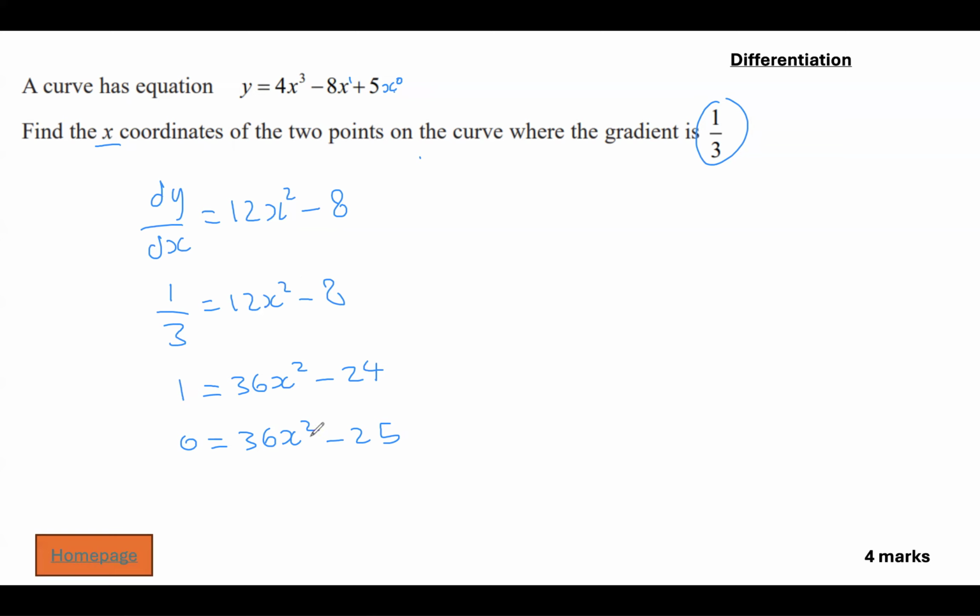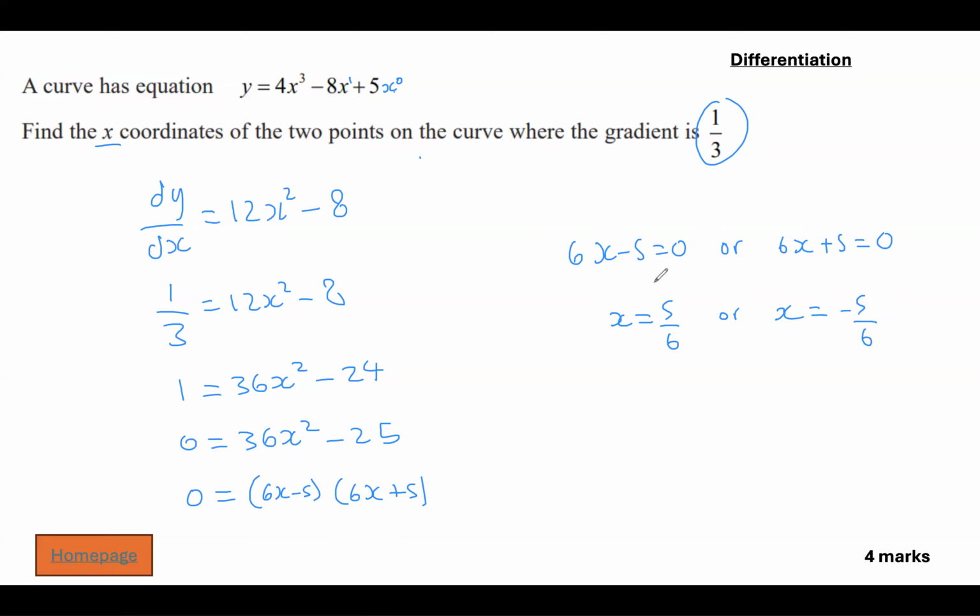And notice here, this is the difference of two squares. You could just rearrange, or you could use the difference of two squares. So we can say it is equal to 6x minus 5 multiplied by 6x plus 5. So that means 6x minus 5 is equal to 0, or 6x plus 5 is equal to 0. So x is equal to 5 over 6, or x is equal to minus 5 over 6. And these are your two x coordinates where the gradient is 1 over 3.